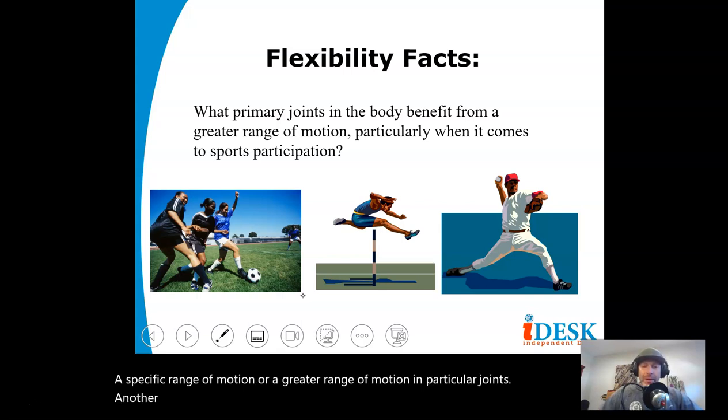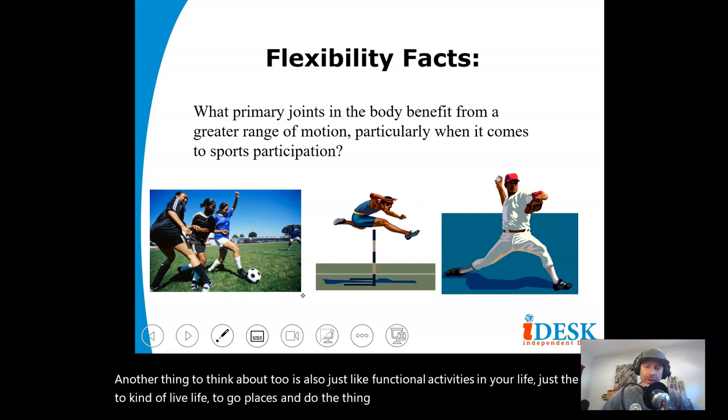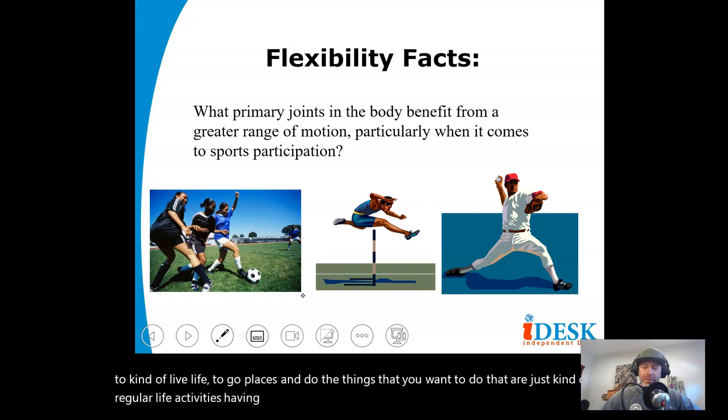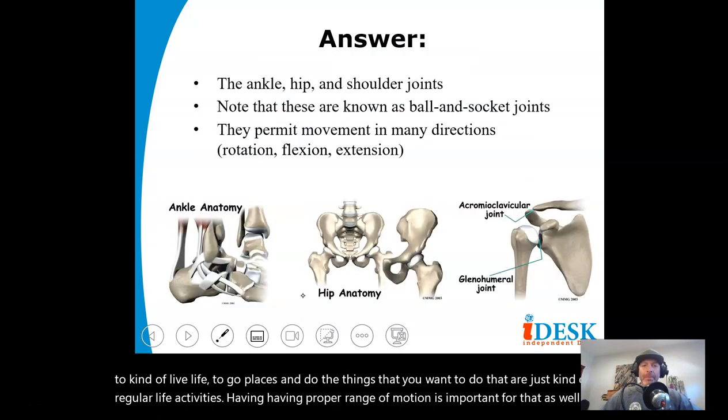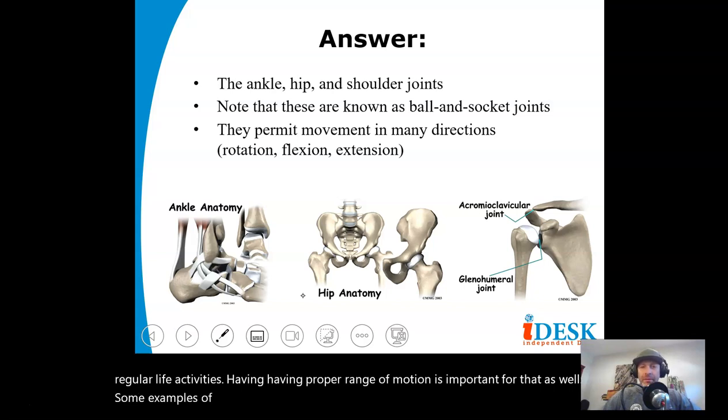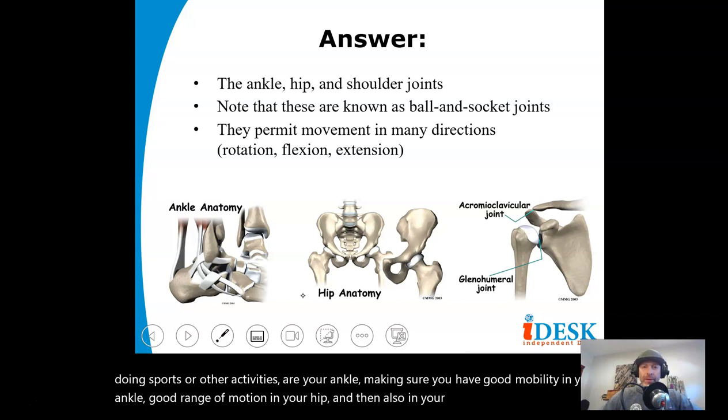Another thing to think about is functional activities in your life, just the ability to live life, to go places and do the things that you want to do, regular life activities. Having proper range of motion is important for that as well. Some examples of joints that should have good range of motion, especially for people doing sports or other activities, are your ankle, making sure you have good mobility in your ankle, good range of motion in your hip, and also in your shoulder joint.